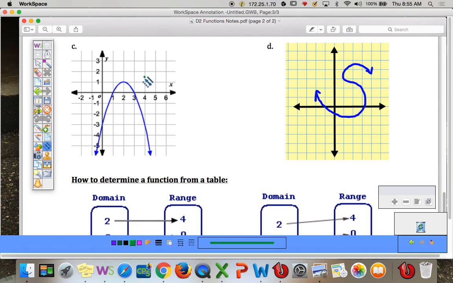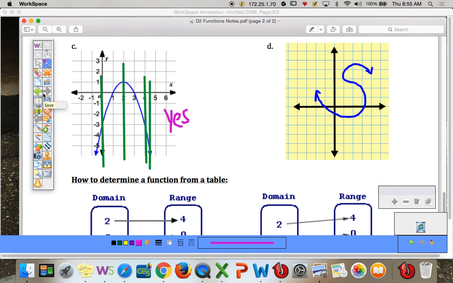Okay, so if I draw, like at 4, there's only one answer. At 2, there's only one answer. At 0, there's only one answer. Right here, if I draw this vertical line, there's only one answer. So this upside down parabola is a function because it passes the vertical line test.